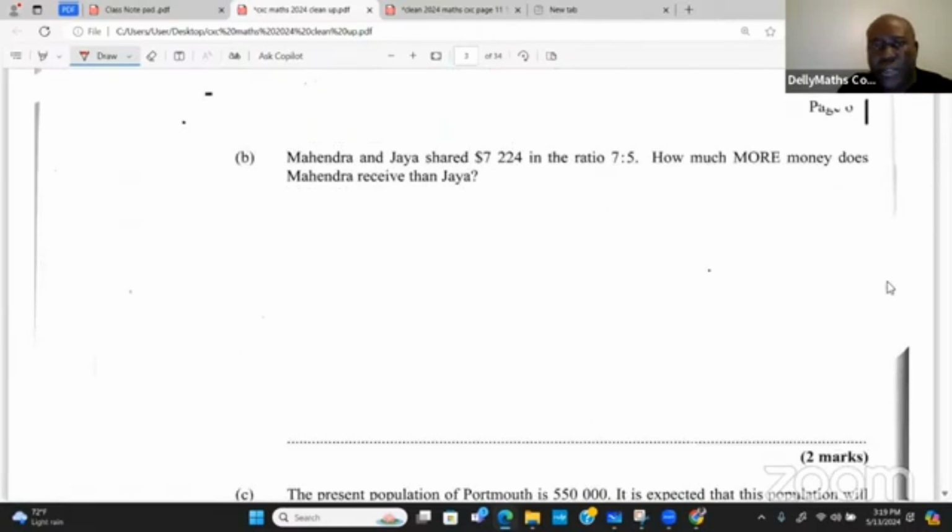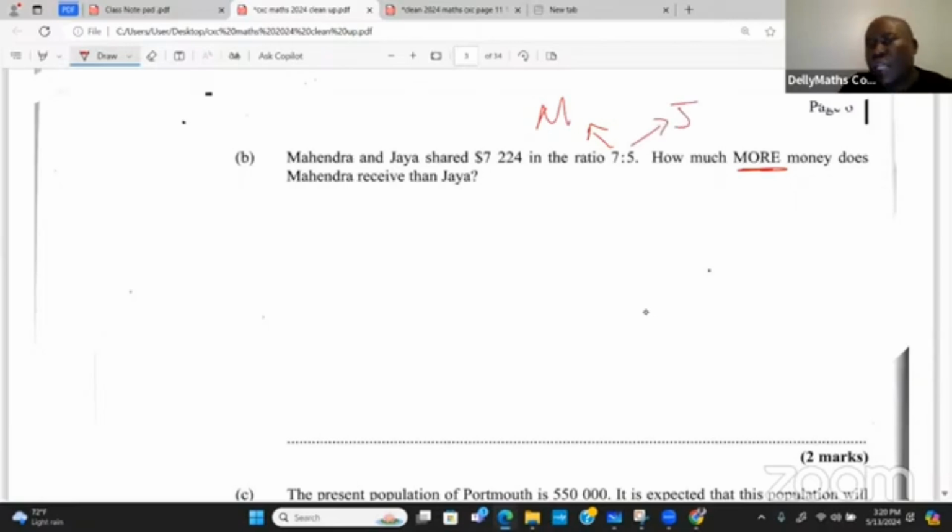All right. Let's take a look at this question. It says here, Mahindra and Java share $7,224 in the ratio 7 to 5. How much more money does Mahindra receive than Java? So you want to take a look at this here. I'm just going to call this person M. I'm going to call this person J.